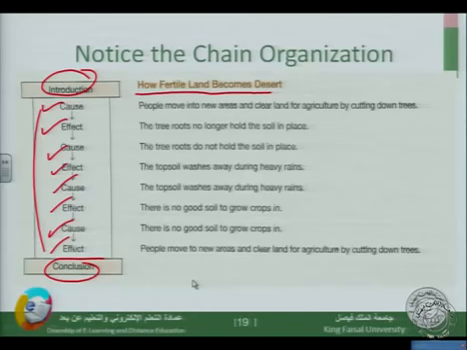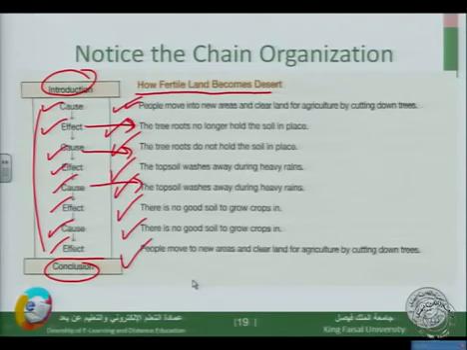For example, how fertile land becomes desert. أول cause, people move into new areas and clear lands for agriculture by cutting down trees. And the result, the tree roots no longer hold the soil in place. Another cause, the tree roots do not hold the soil in place, so the topsoil washes away during heavy rains, and so on. فهنا كان يذكر سبب نتيجة سبب نتيجة سبب نتيجة سبب نتيجة. هذا بنسميه chain organization.